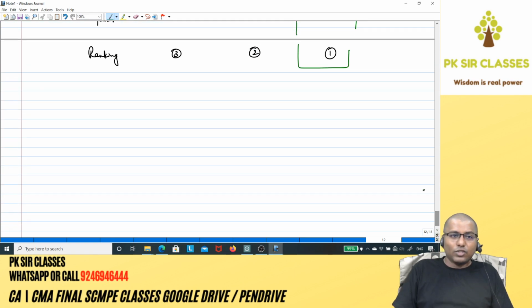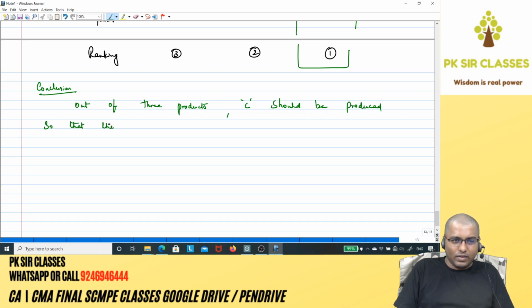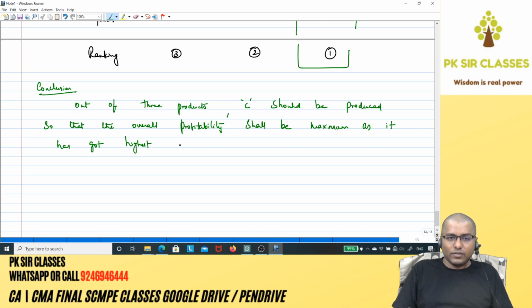Maximum. So final answer, conclusion: out of 3 products, that is given in the question, C should be produced so that the overall profitability shall be maximum, as it has got highest contribution per unit. Got the point? Fantastic. That's it.